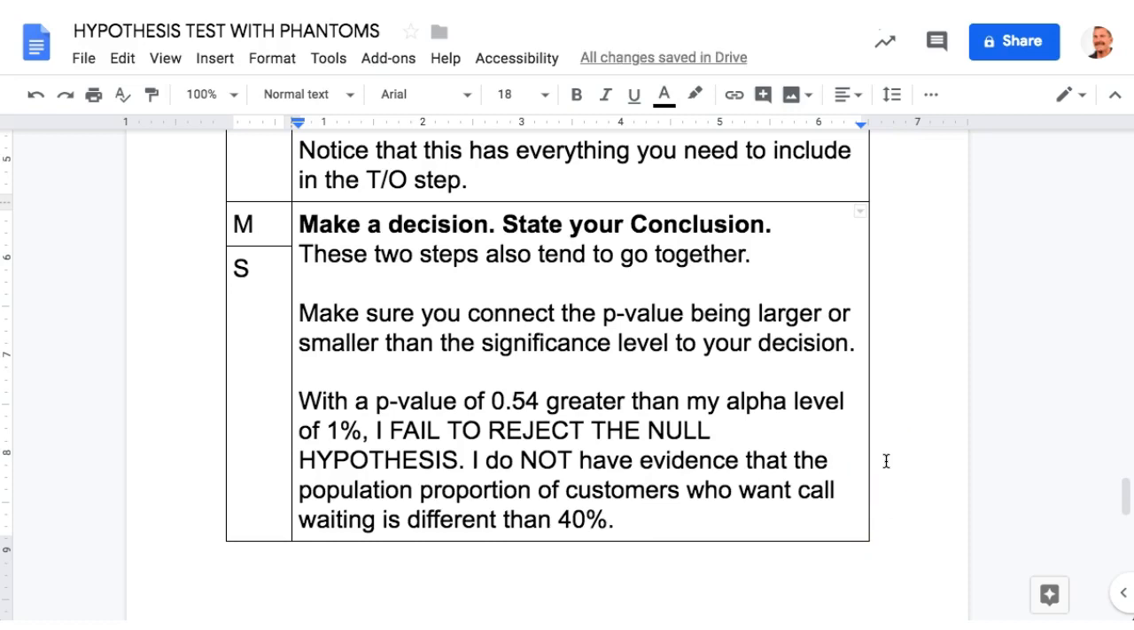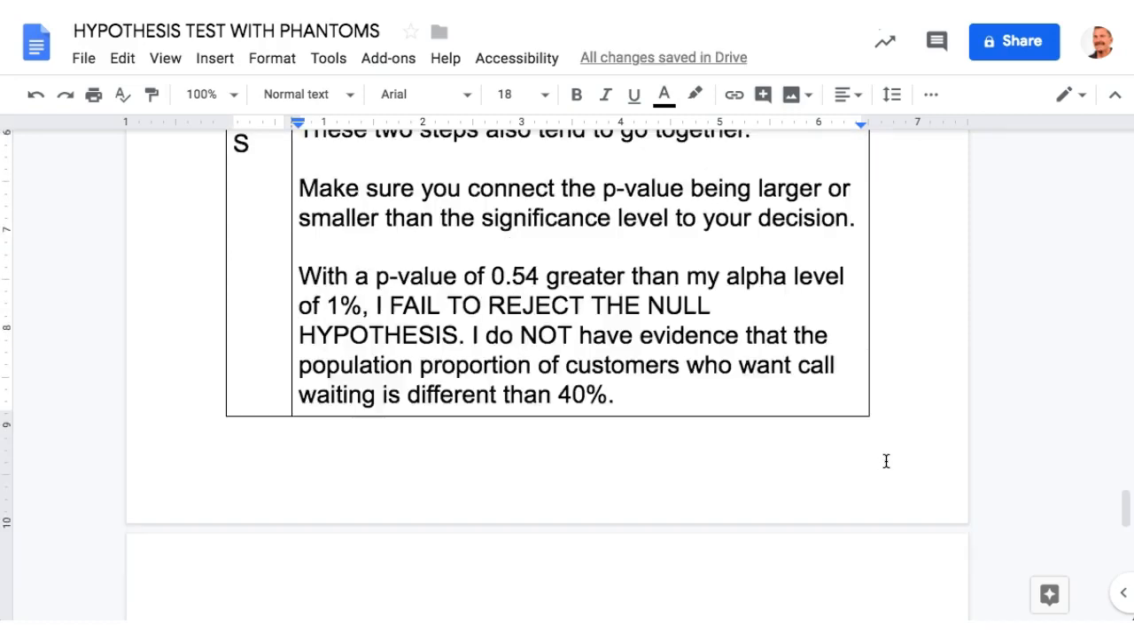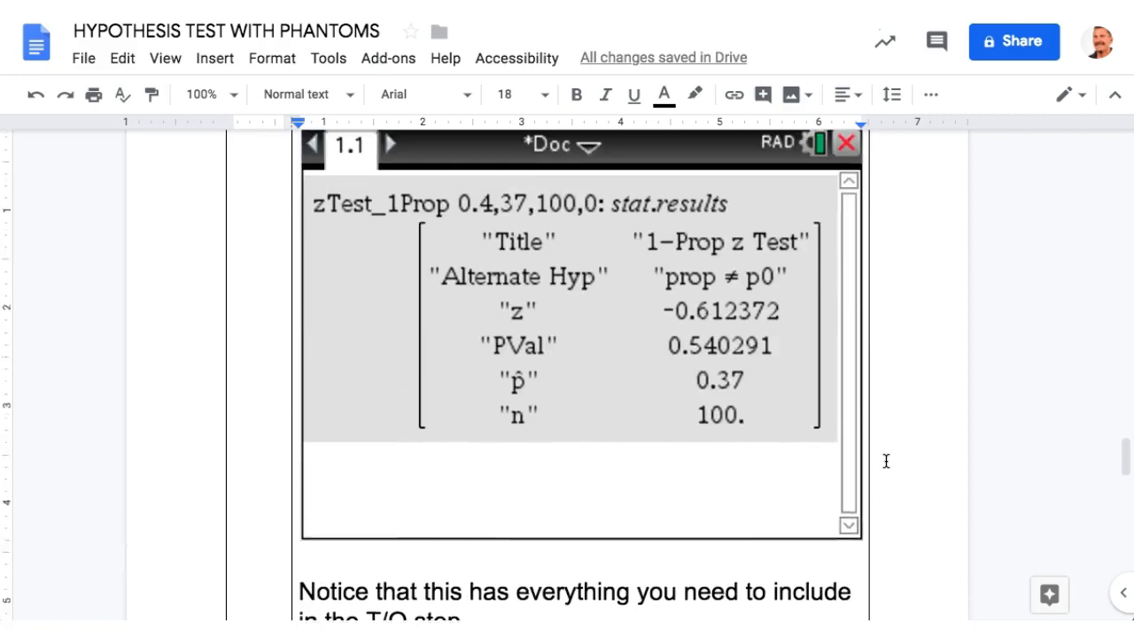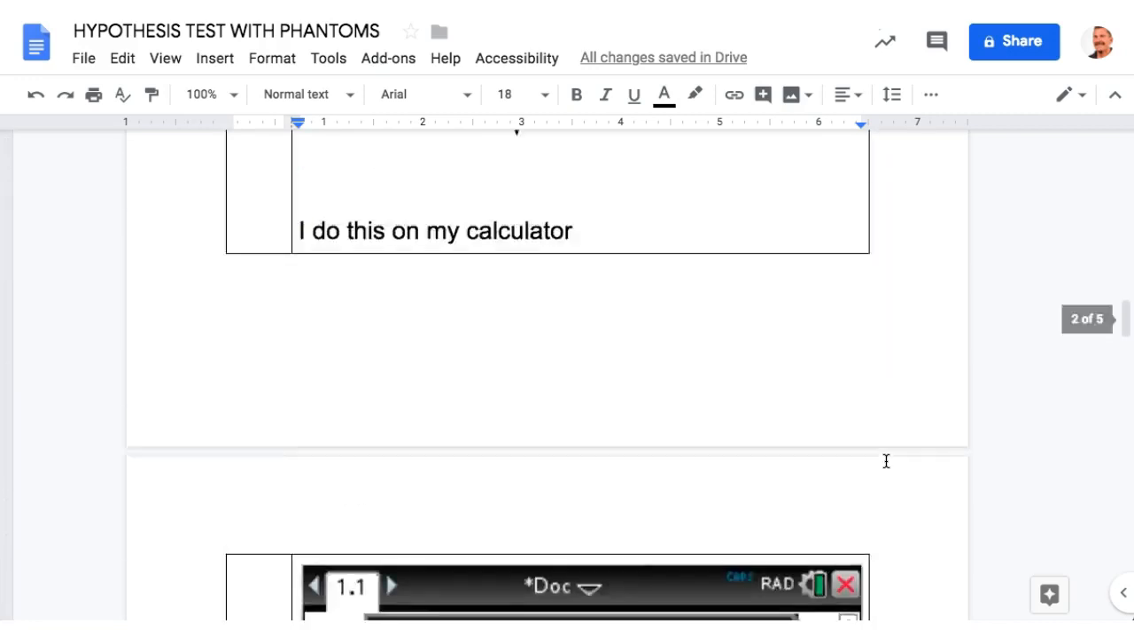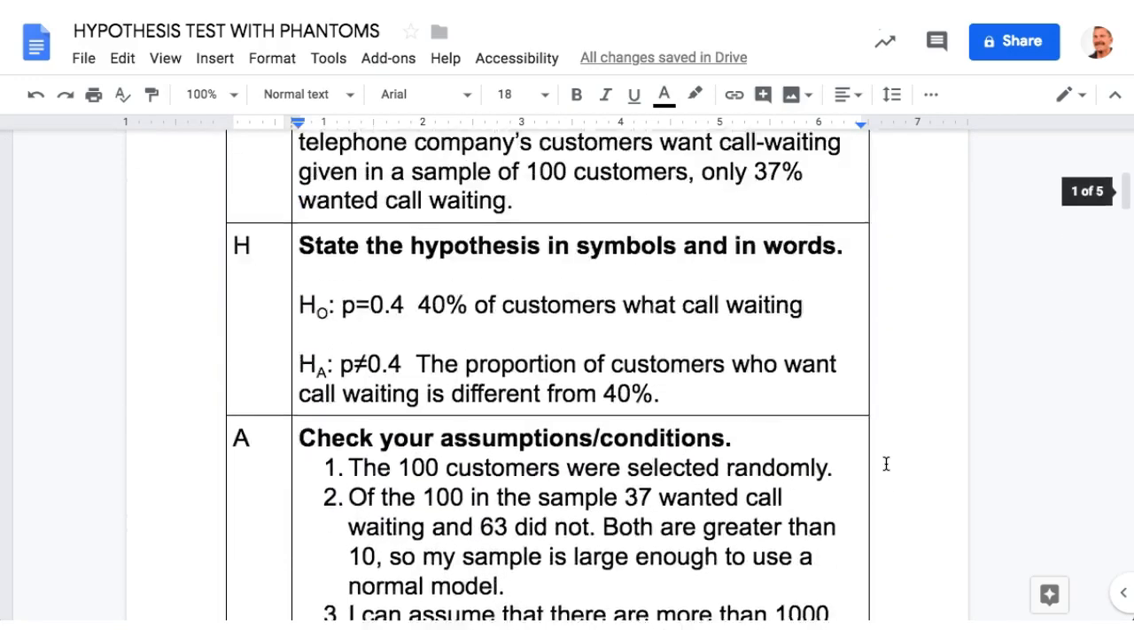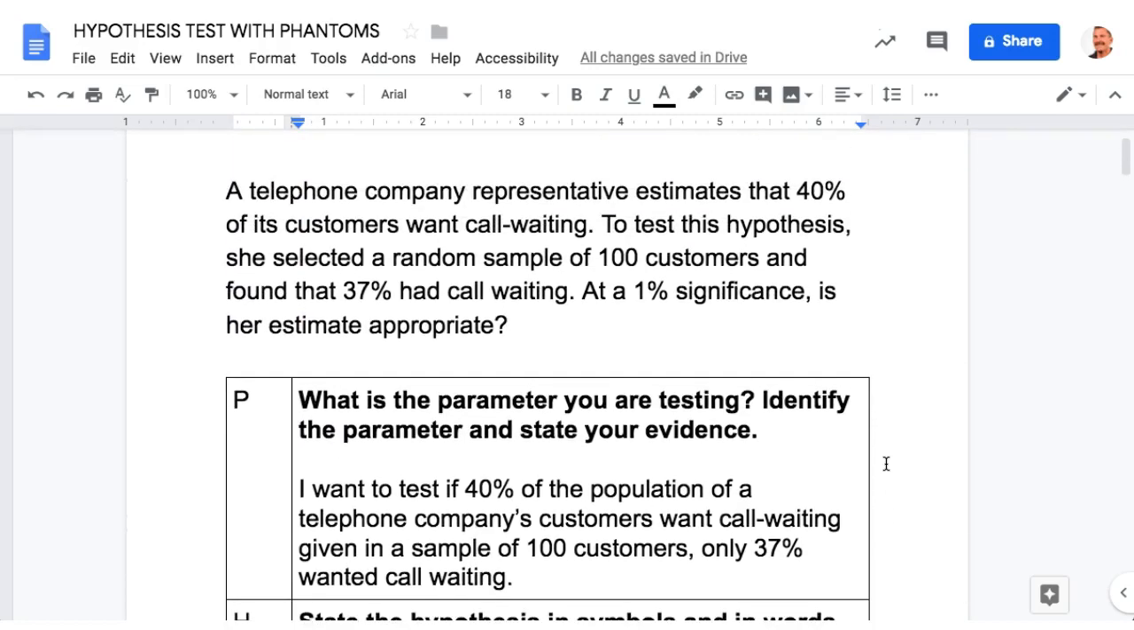So this is PHANTOMS, kids. It's just a memory aid to help you remember all the things that you need to include in a hypothesis test. The only thing they could ask you that's different, that they probably will, is they'll ask you to describe maybe what a type 1 error is or what a type 2 error is. So remember, a type 1 error is when you think the proportion is different than 40%, but it's actually not. And a type 2 is when you don't think it's different than 40%, but it is.